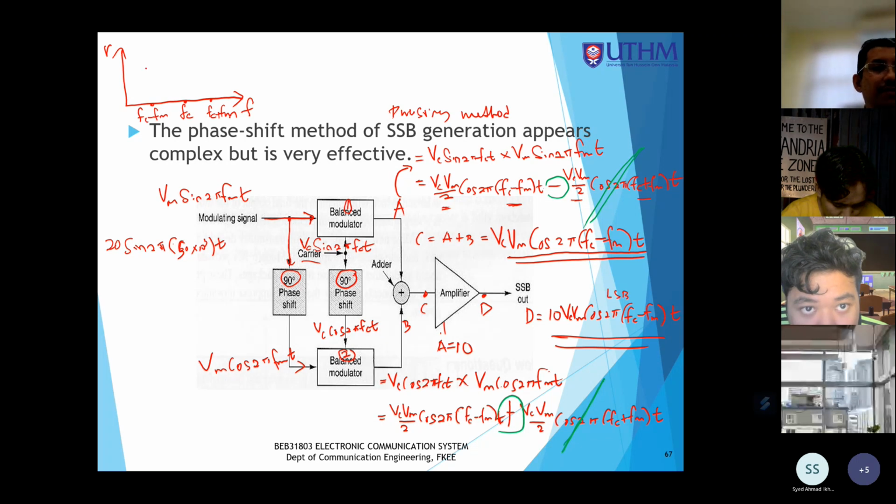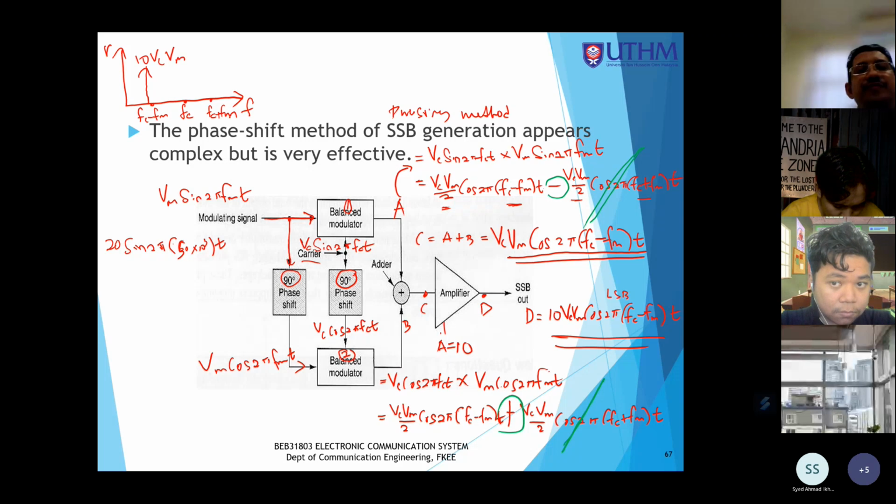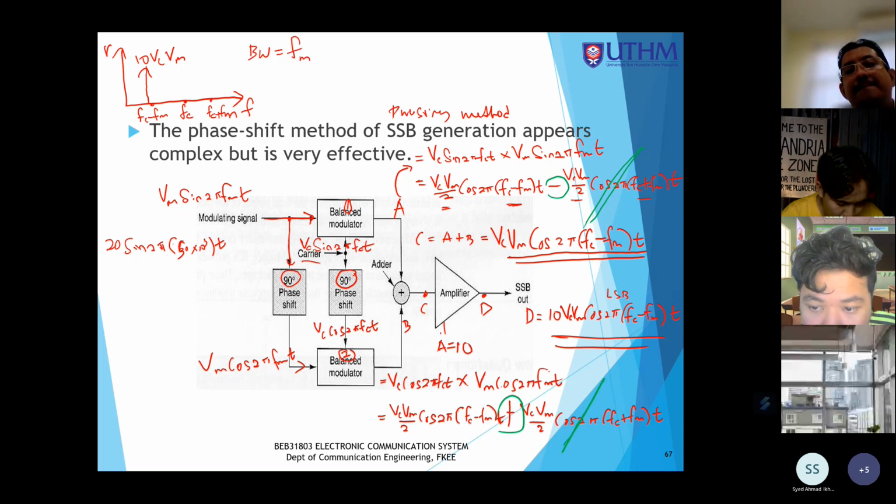Yang mana dia punya amplitude adalah 10 VC VM. Okay, 10 VC VM dia punya amplitude besar. So kita boleh kira apa lagi? Kita boleh kira dia punya bandwidth. We can calculate the bandwidth. So the bandwidth is only a single sideband. That means it is equal to FM, dalam hertz.